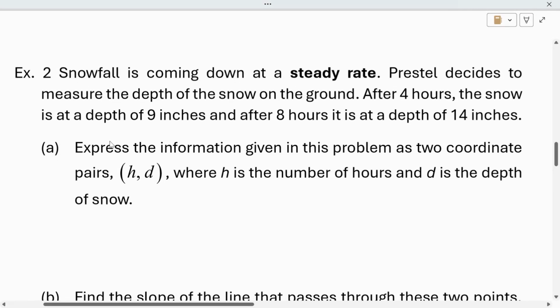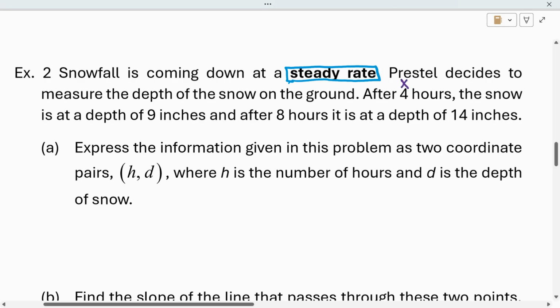Snowfall is coming down at a steady rate. That's going to tell us our slope, right? Steady, constant. Prestel decides to measure the depth of the snow on the ground. After 4 hours, the snow is at a depth of 9 inches, and after 8 hours, it is at a depth of 14 inches. Well, that sounds again like two ordered pairs.